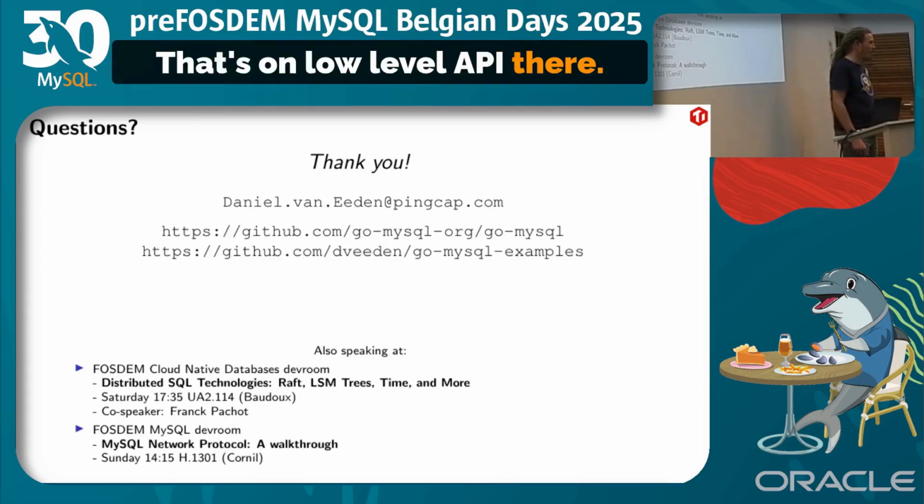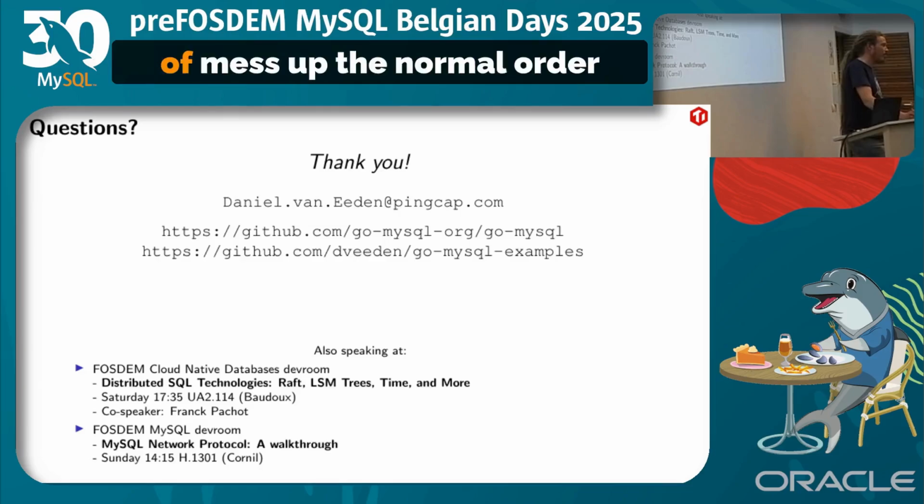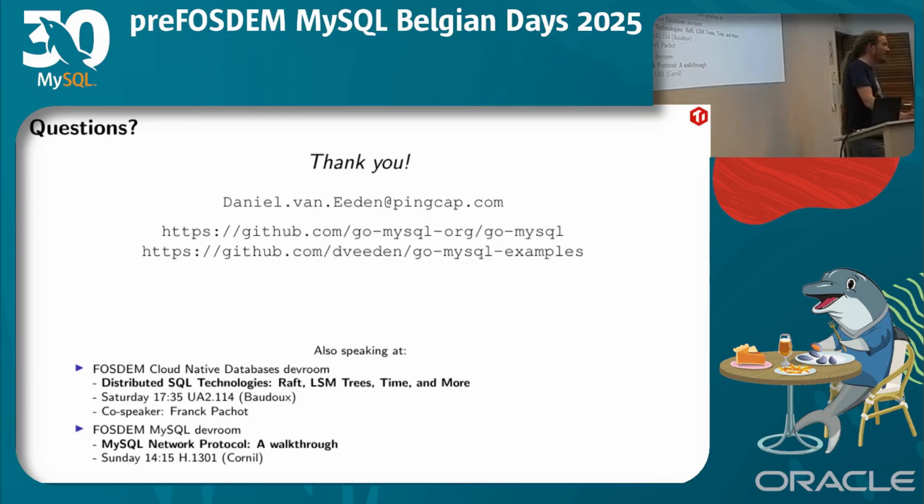That's on the low-level API. Can you send different packets to the server and kind of mess up the normal order of the packet stream? Yes. Okay.